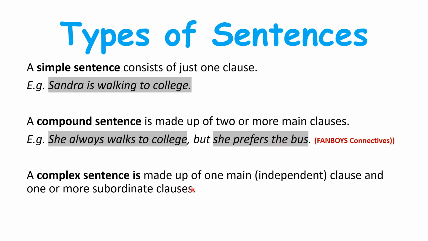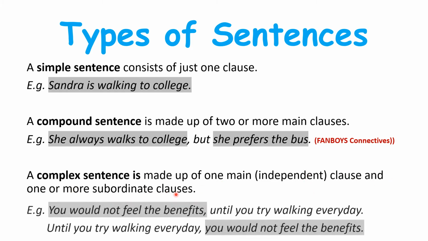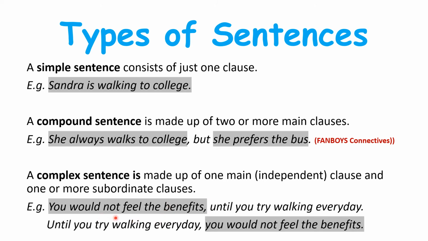Next, we have complex sentence, which is made up of one main independent clause and one or more subordinate clauses. So, for example, you would not feel the benefits until you try to walk every day. Or you will not feel the benefits until you try walking every day, flipped the other way around. Until you try walking every day, you would not feel the benefits. In this example, and simply put, you can see that we have one complete sentence that could stand on its own. You would not feel the benefits.